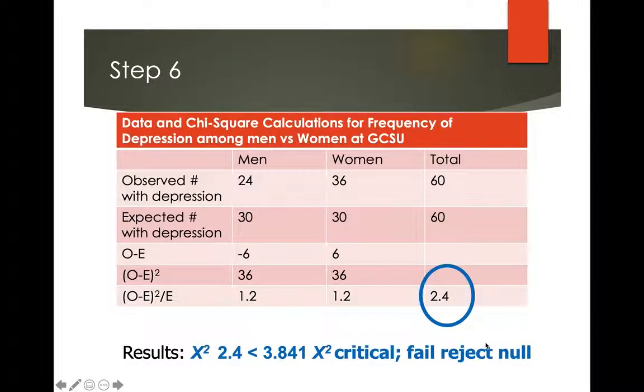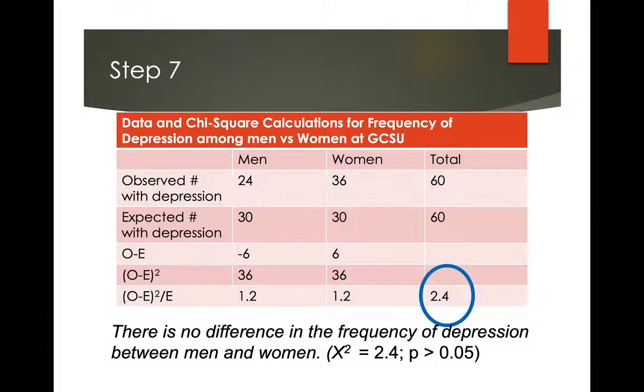So how do we then state our conclusion? We state our conclusion by saying there is no difference in the frequency of depression between men and women. Our calculated chi-square statistic is 2.4, and the p-value, which is representing our significance value of alpha, is greater than 0.05, which means that this is not a statistically significant result.